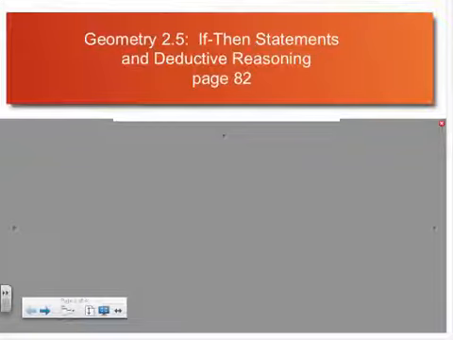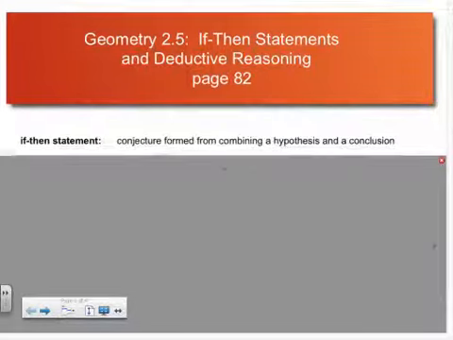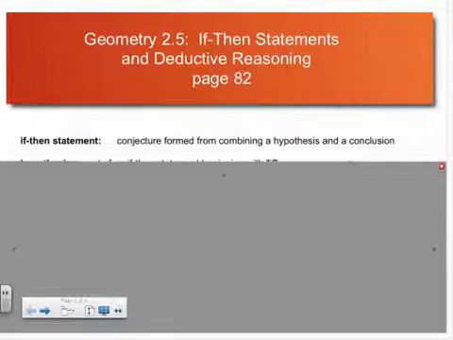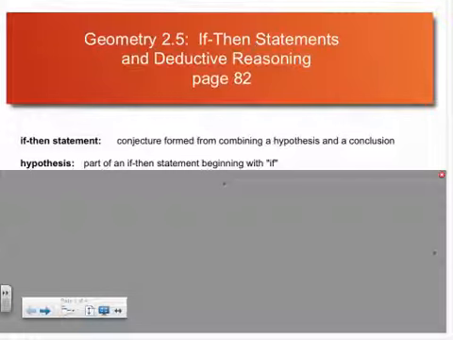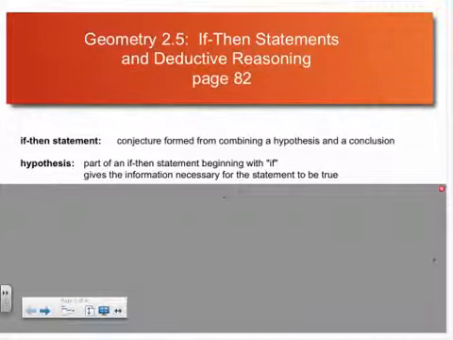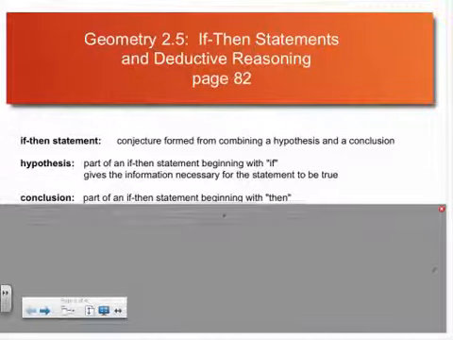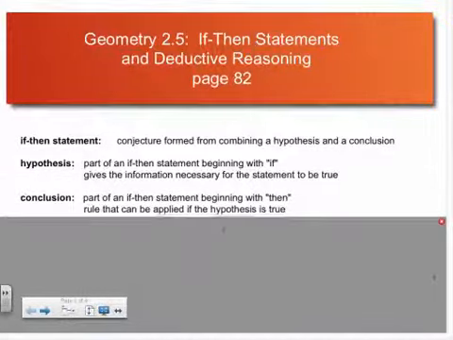So let's start with some terminology. If-then statements make up the majority of all the statements that we'll see. These are conjectures formed from combining a hypothesis and a conclusion. The hypothesis of an if-then statement is the part that starts with if. The hypothesis tells us what information is necessary in order for the statement to be true. The conclusion is the part of the if-then statement that begins with then. This tells us the rule that can be applied if the hypothesis is true.